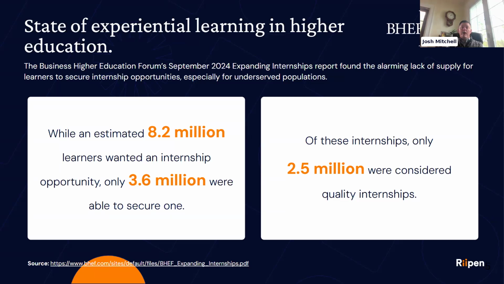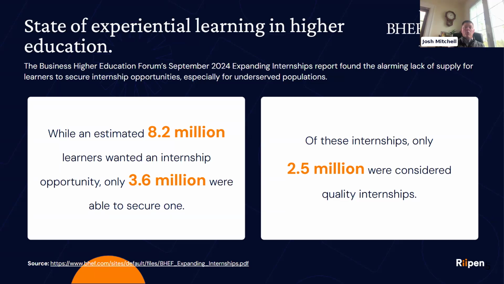And this shows that while there was very high demand for internships, 8.2 million students in this data set that indicated they were looking for an internship, less than half were actually able to secure one. There was also in this particular report some criteria around what they termed a quality internship. And so about 2/3 of those that landed internships were ones that they considered to be quality. And so what you can see here is that there's a major gap.